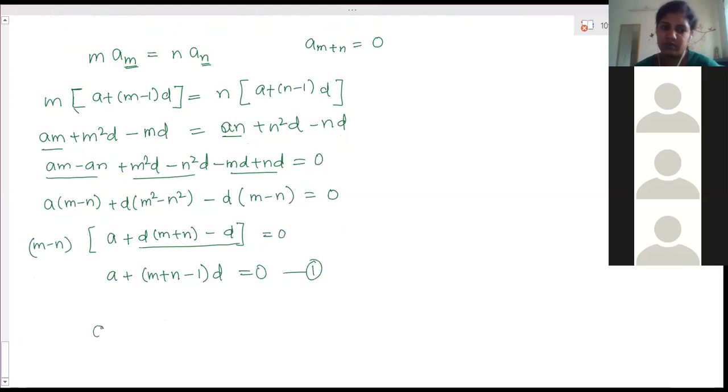Now they are asking which term? M plus nth term. M plus nth term is equal to a plus, in place of n we have to substitute m plus n minus 1 into d. So what is the answer of this part? A plus m plus n minus 1 into d, from equation 1, is 0. We got the m plus nth term is 0.